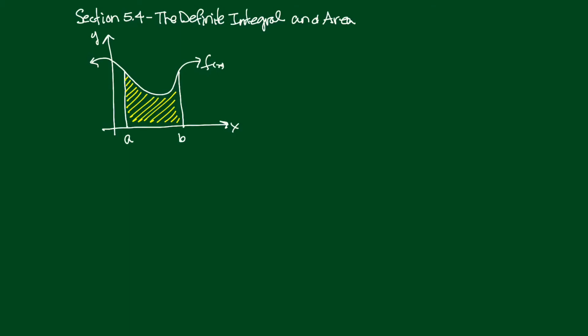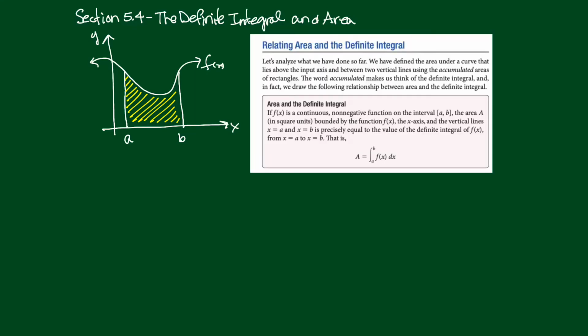Turns out that the definite integral also measures exactly the area under this curve, and it sets up the relationship between area and the definite integral. So here's what this comes to be. The area and the definite integral. If f of x is a continuous function like this one over here, we have a continuous function.